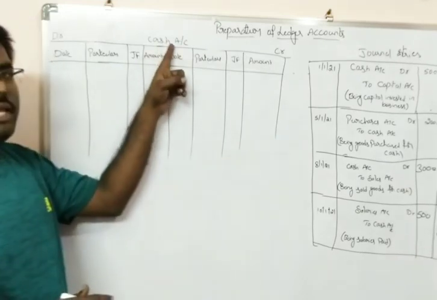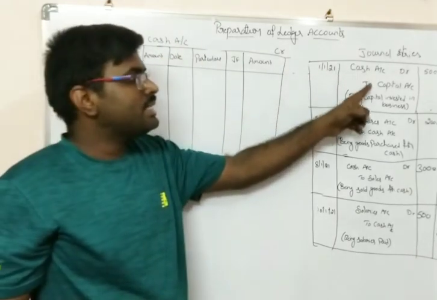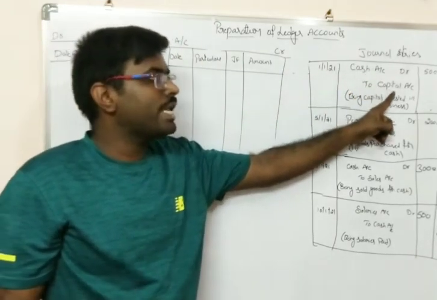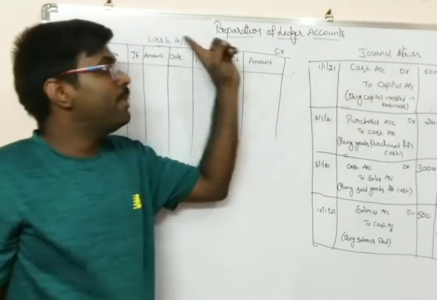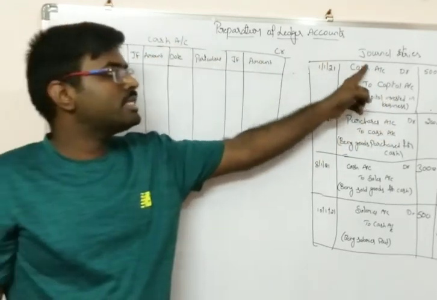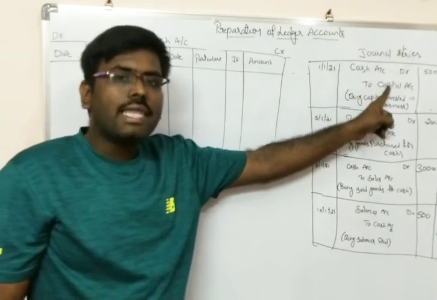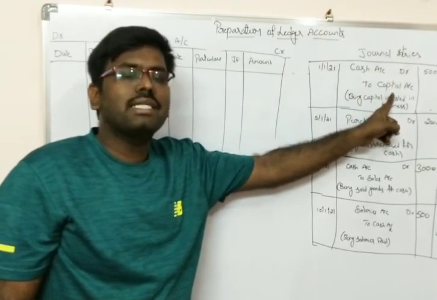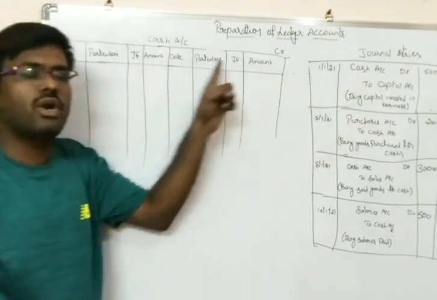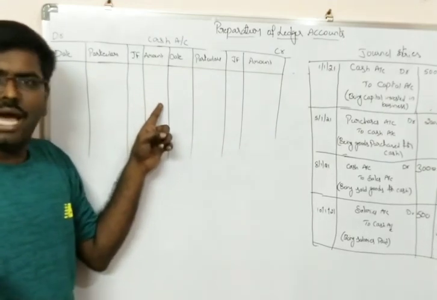So here you are preparing the cash account. In this transaction you have cash account and capital account. We are preparing the cash account, so the cash account will be ignored and the opposite capital account will be considered, and this capital account will be recorded under the ledger account.